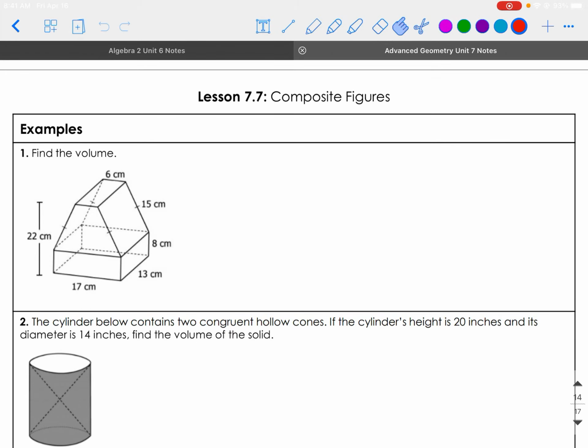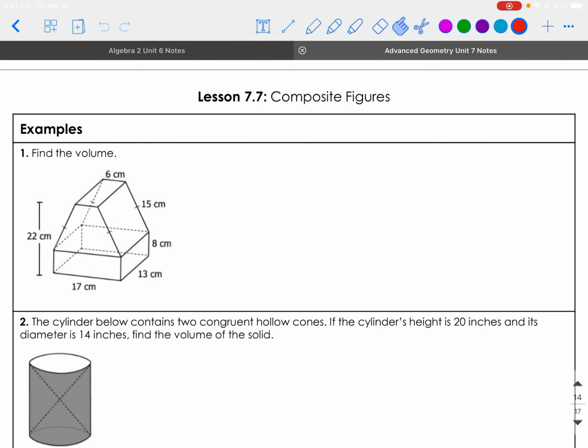Hey guys, in this video we're doing lesson 7.7, which is on composite figures. This lesson is going to require you to really think about the shape, think about what's included, what's not included. So it may seem a little harder. The volume ones tend to be easier than the surface area.